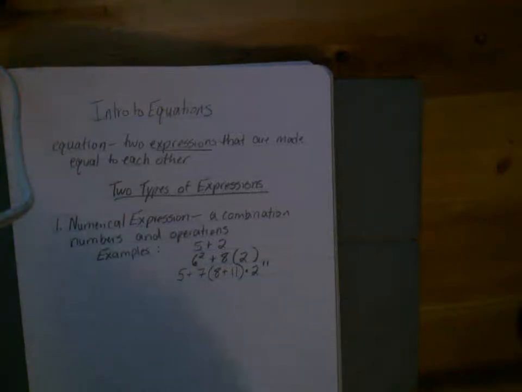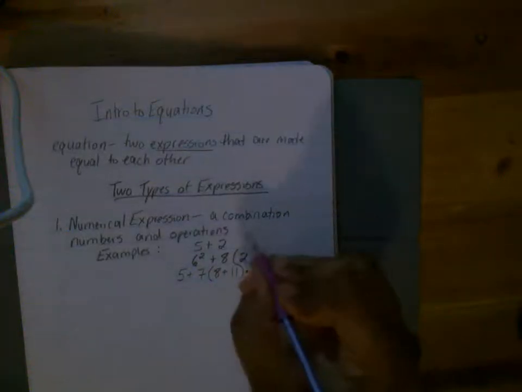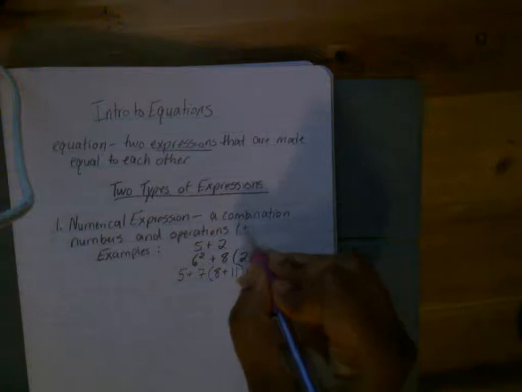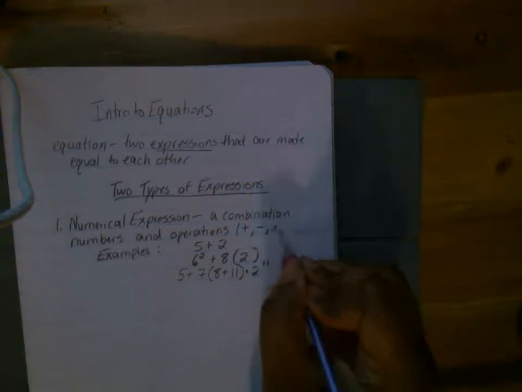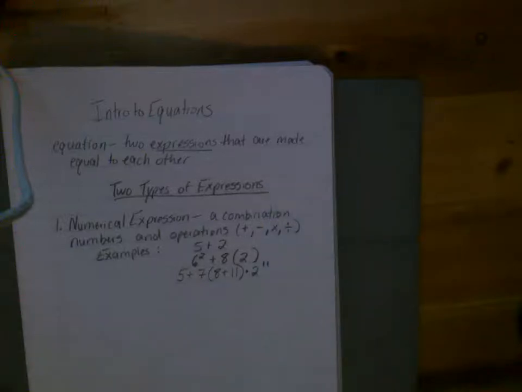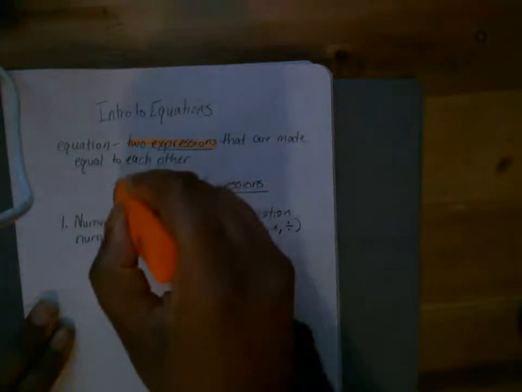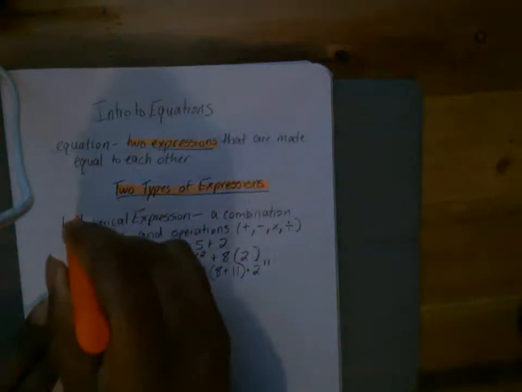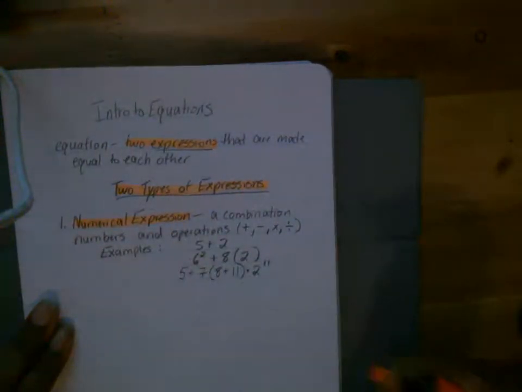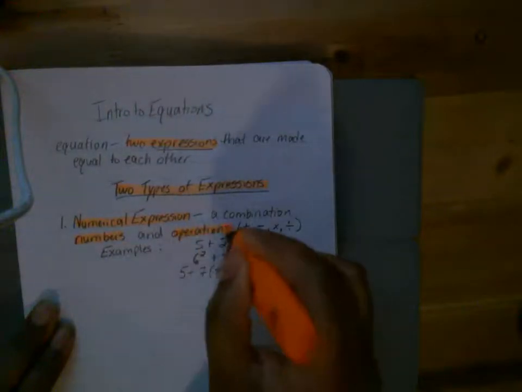So, in short, a numerical expression is a combination of numbers and operations. Operations meaning addition, subtraction, multiplication, division. Those are your 4 basic operations. So, an equation is basically 2 expressions. There are 2 types of expressions, one being a numerical expression, which is a combination of numbers and operations.